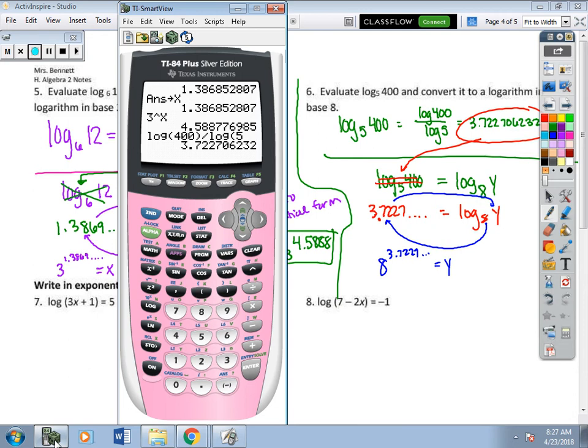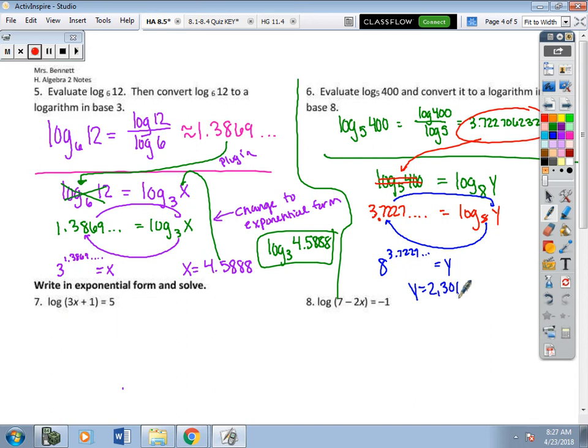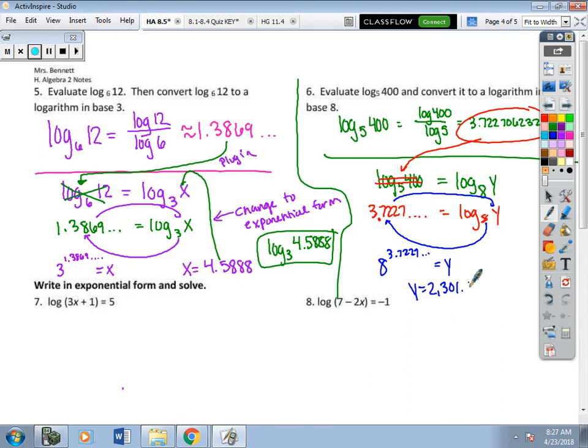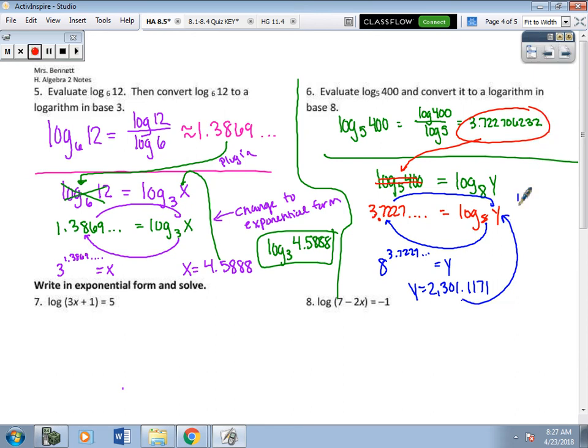So I'm going to take that answer that was in my calculator, store it for x, and then I'm going to take 8 to the x power to get my value, which is 2,301.1171. Take that and plug it back in for y to get log base 8 of what? So this would be log base 8 of 2,301.1171. How many of you got that?